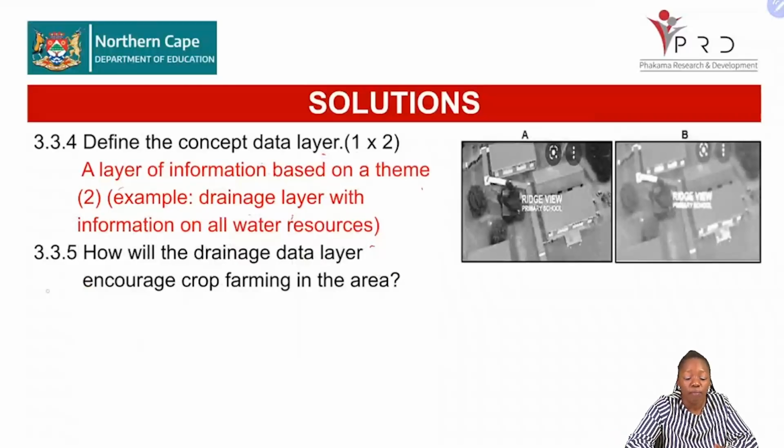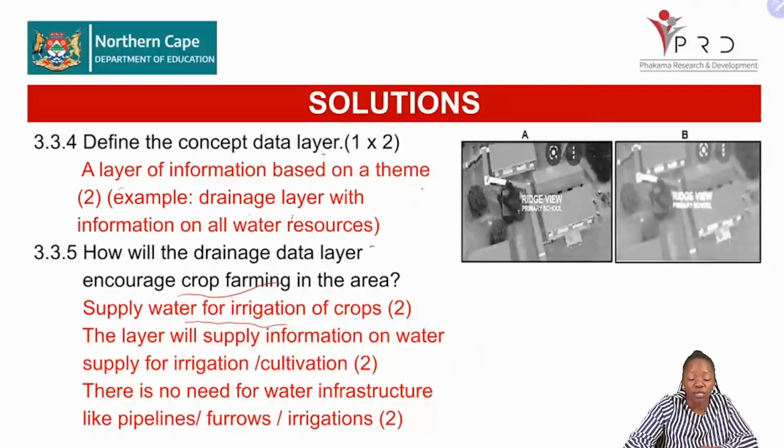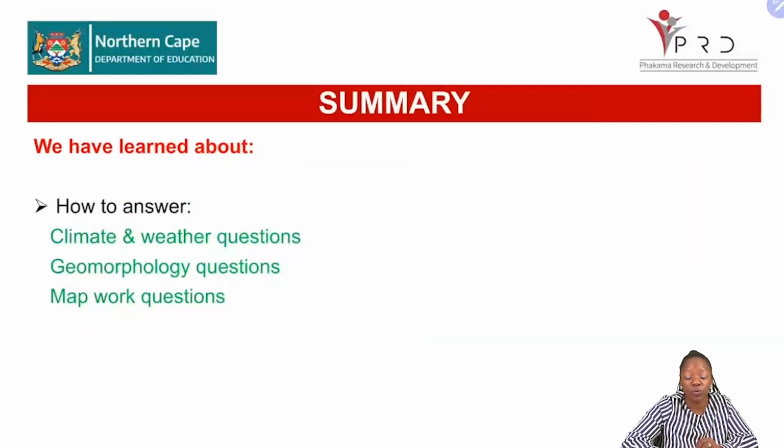Then your 3.3.5, how will the drainage data layer encourage crop farming in the area? Number one, the supply of water for irrigation. You'll remember for crop farming, you need water to irrigate your crops. And we're looking at the layer that will supply information on water supply for irrigation or cultivation. Or one can say there is no need for water infrastructure like pipelines, furrows, as well as irrigation, because it is next to the river. So those are the ones that we can use.